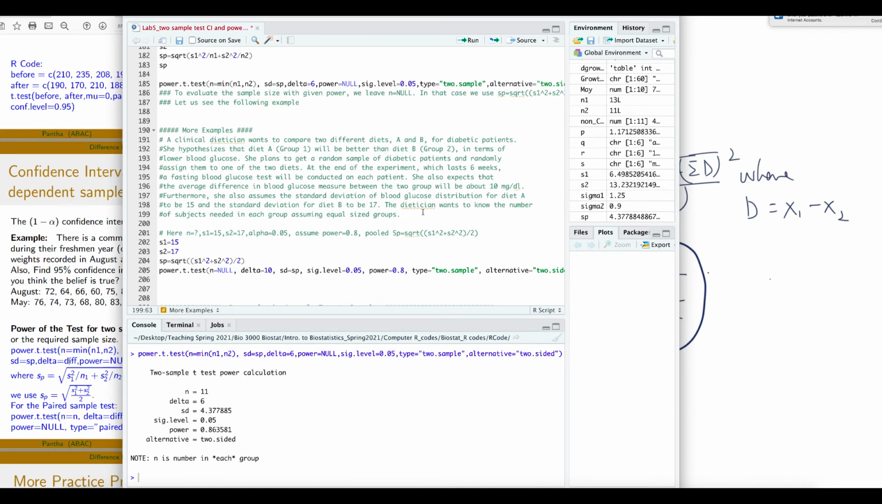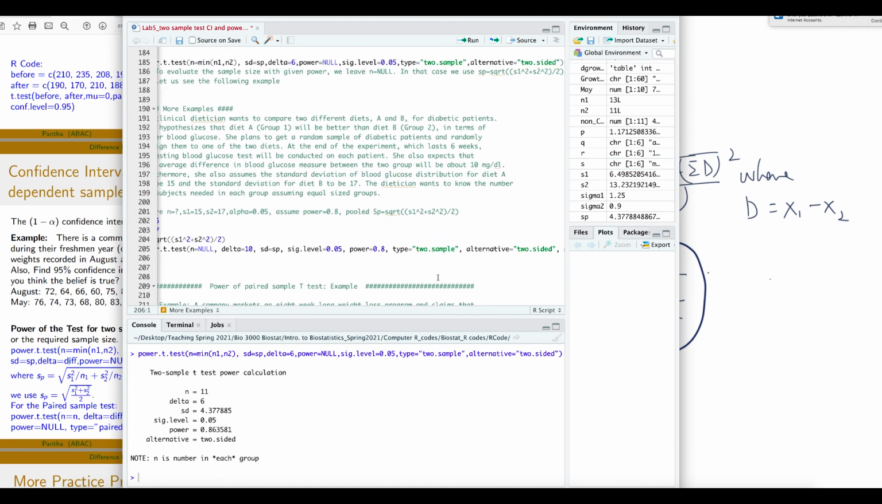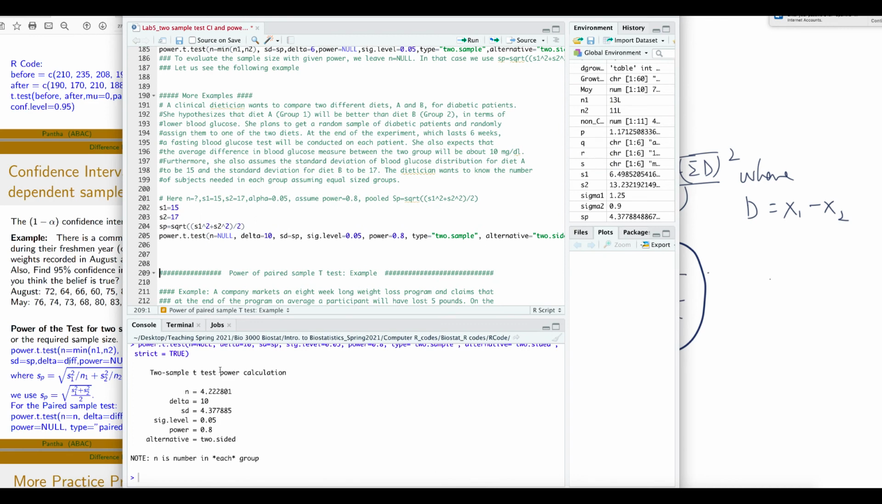Does she say that she wants to keep the power of the test at 80%? It doesn't say that, but what we assume is that power is 80%. That is the minimum power we want to have in our test. So n equals power.t.test, n equals NULL, delta is 10, sd is sp, significance level is 0.05, and power is 0.8. We assume type is two.sample, alternative is two.sided, strict is TRUE, so no worries about that. If you run that, I got n is 4.22, that is 5.